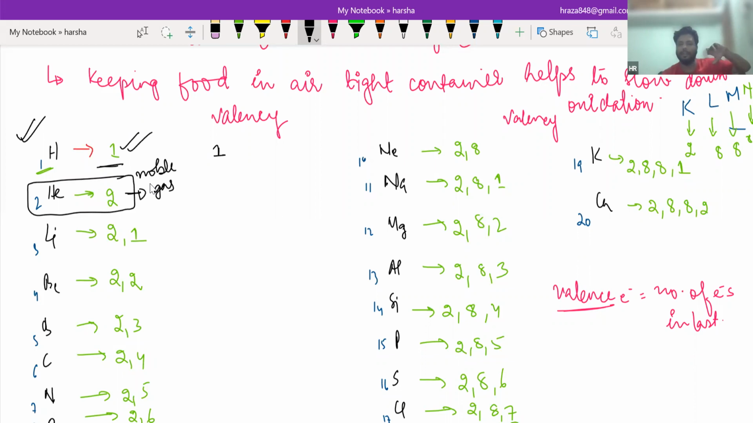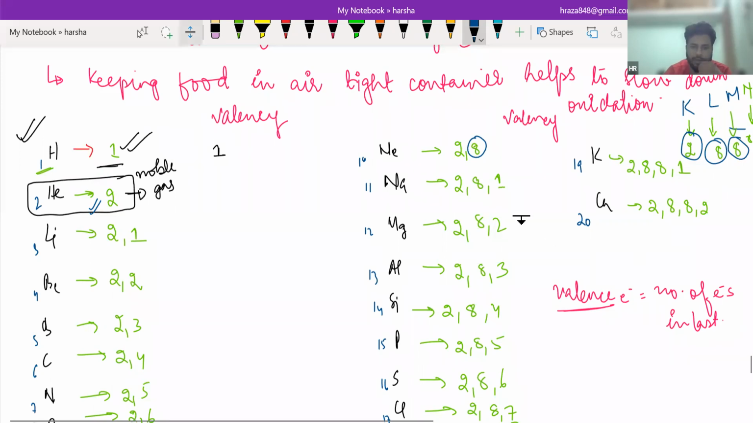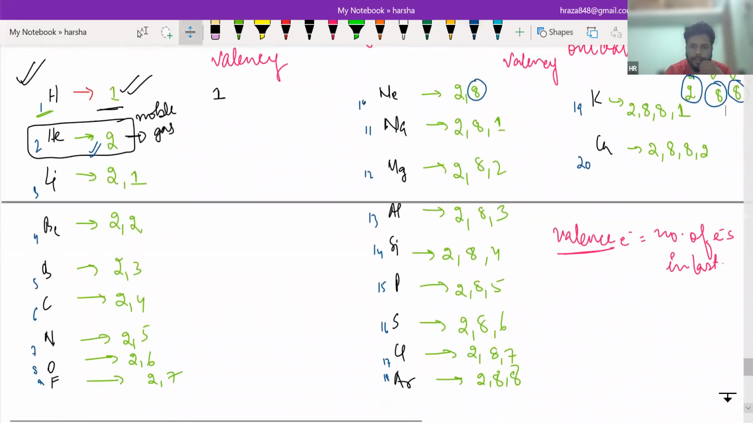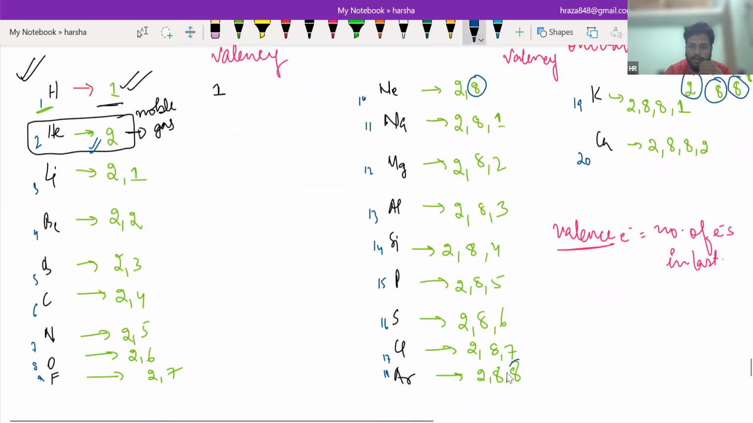These elements have electrons that are completely filled. You can see how many electrons are in the first shell: 2. So helium has 2 electrons. In the second shell, 8. Here is neon, it has 8 electrons. In the third shell, it should be 8. Argon, it has 8 electrons.